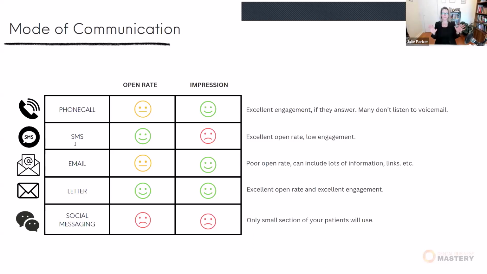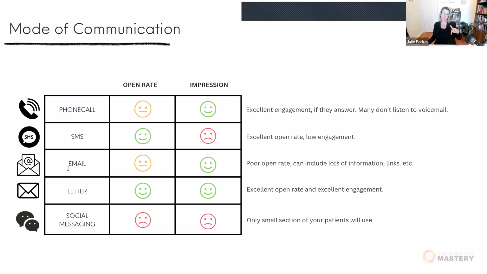SMSs, wonderful. Very, very high open rate on SMSs. However, what happens when they've read your SMS and it drops down after they've received a few more? Out of sight, out of mind. And so, yes, it's a high open rate, but very low engagement rate.